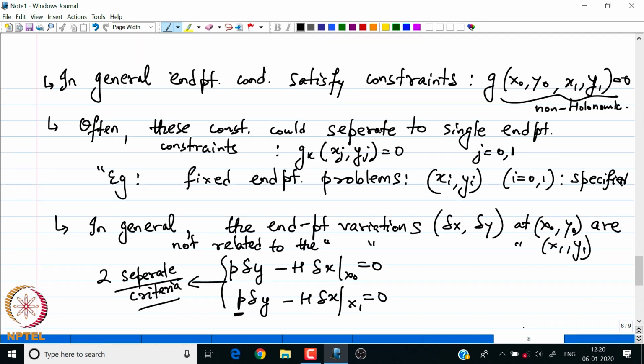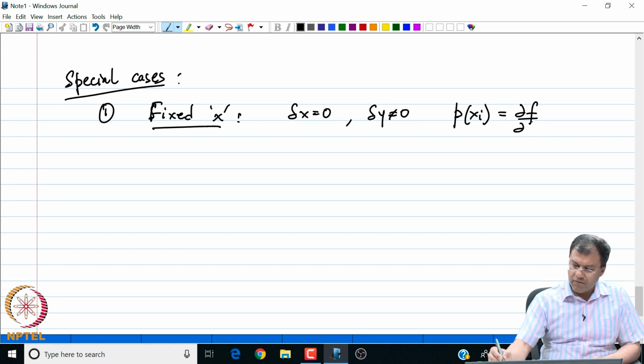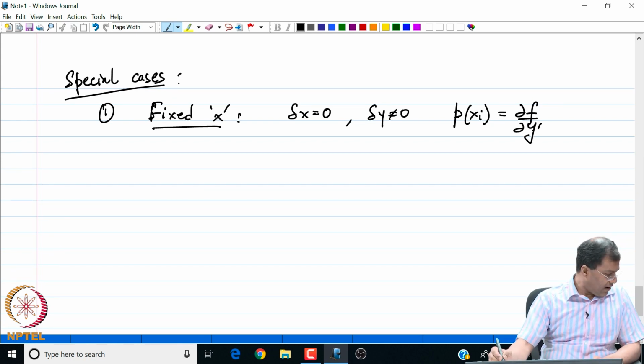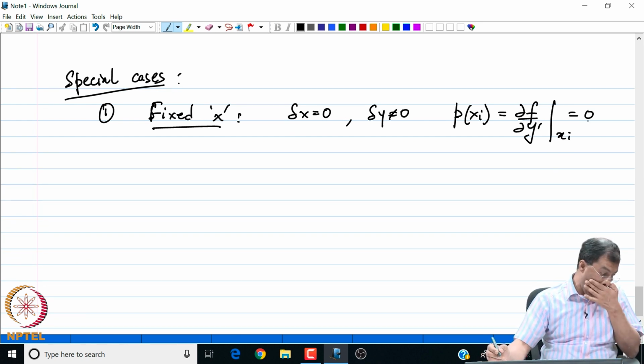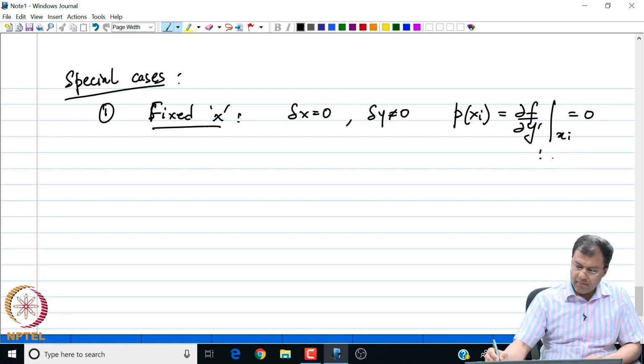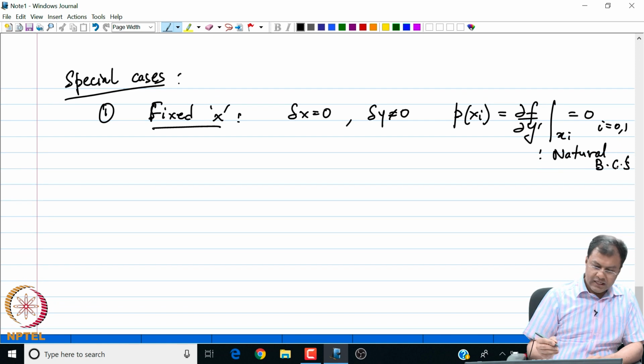Okay. So in the first case, if delta x is 0, but delta y is not 0, but the linear combination is 0, that is only possible when the coefficient of delta y is 0. So if delta y is not 0, then the coefficient, which is p of x_i, the derivative of f with respect to the primed value at x_i, is 0, right. So this is for i equal to 0 and 1. So these are my natural boundary conditions.